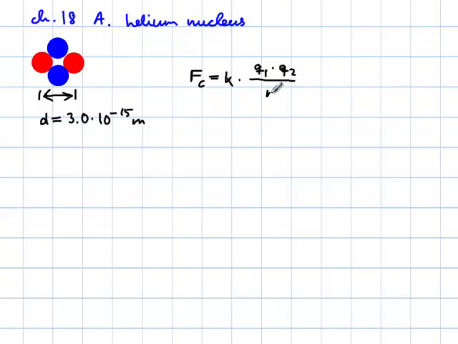And after that, it is just a matter of plugging in numbers. So where it says D right here, that becomes my R over here. I just said D for distance, but Coulomb's law writes R for radius or distance. So plug in the numbers here: 8.99 times 10 to the 9th.